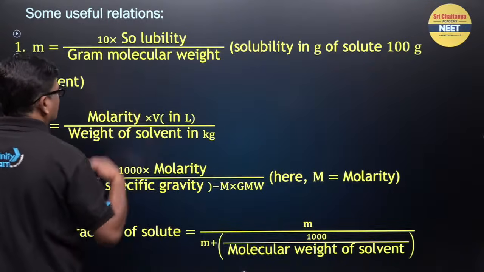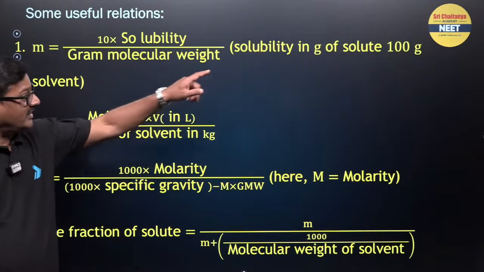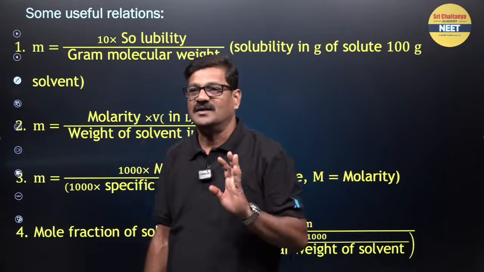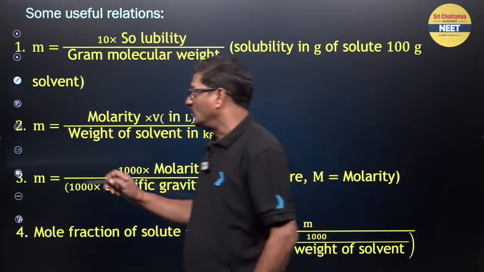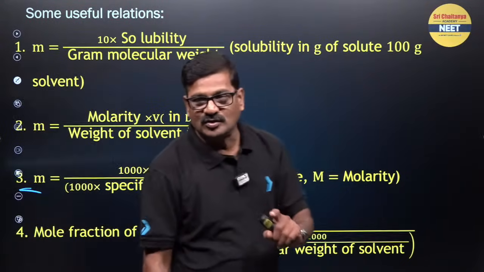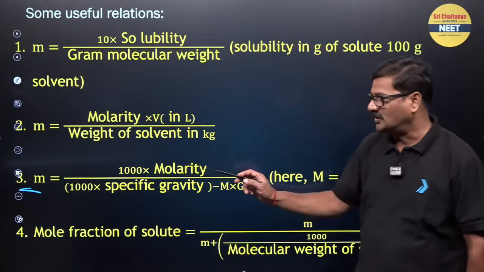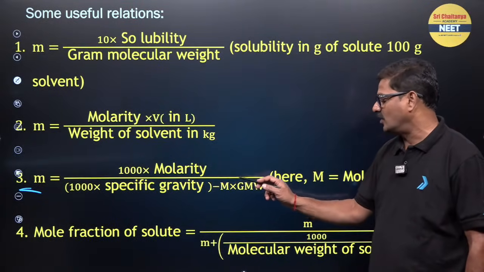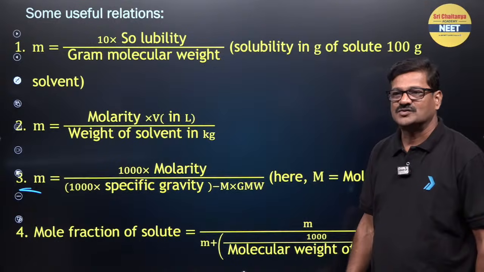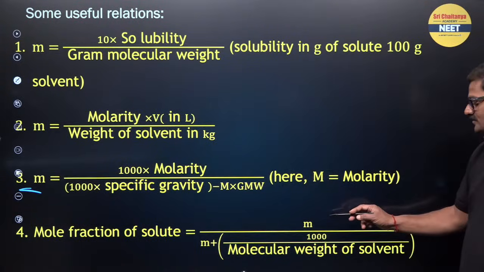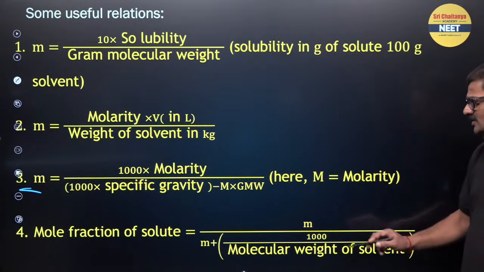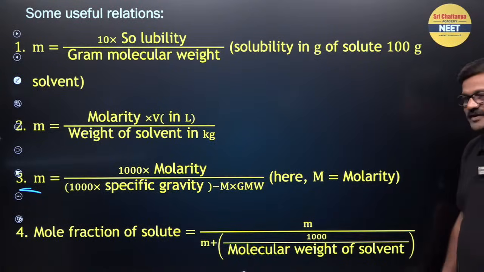Molality is equal to 10 into solubility by gram molecular weight. Solubility, you take as grams of solute present in 100 grams of the solvent. And the relation for molality is also very important. Molality is equal to 1000 into molarity upon 1000 into density minus molecular mass into molarity. So the mole fraction of the solute and molality relation is also very important. That is given as molality upon molality plus 1000 by molecular weight of the solvent.